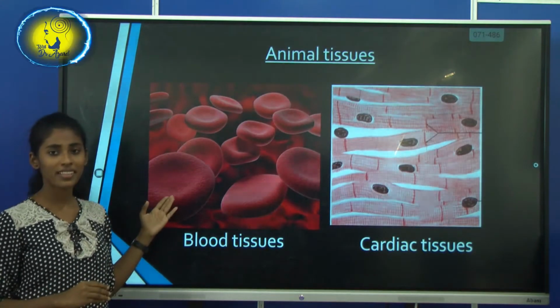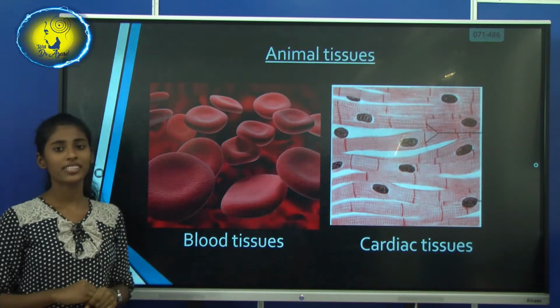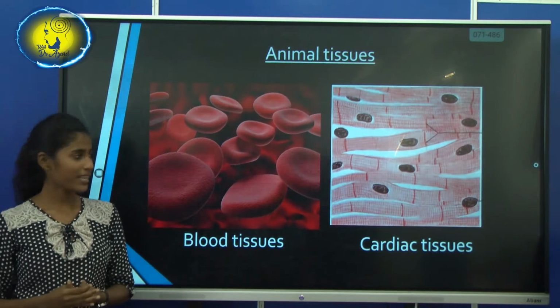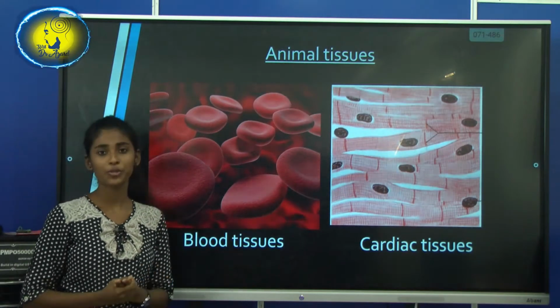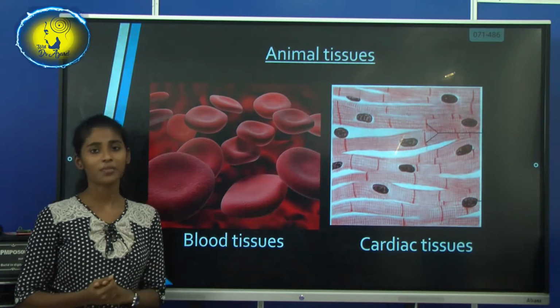Here you can see the blood tissue and the cardiac tissue. Blood tissue contains cells like red blood cells, white blood cells and platelets. This cardiac tissue can be seen in your heart. This is made up of cardiac muscle cells.